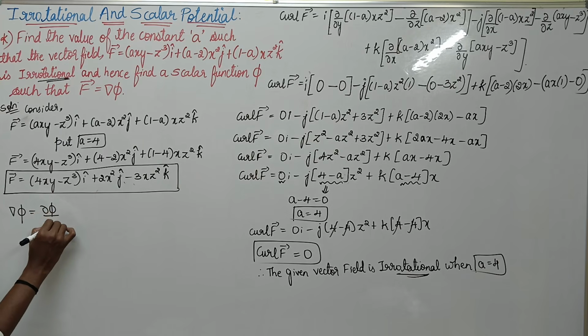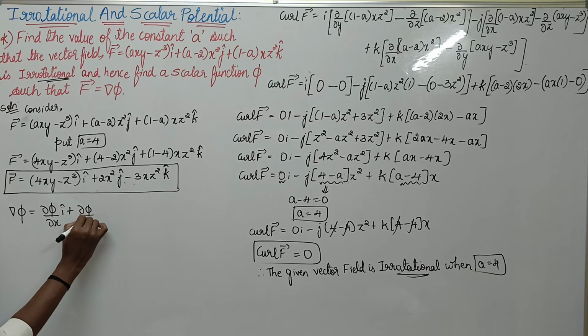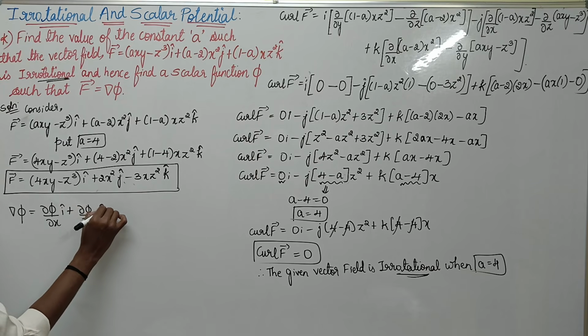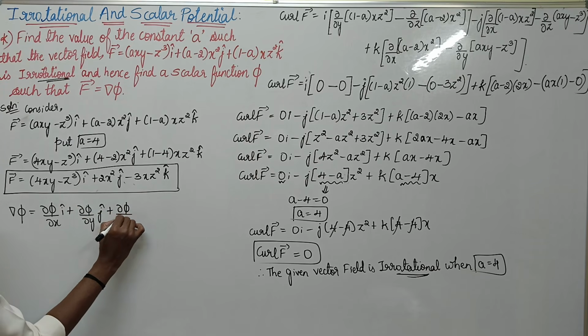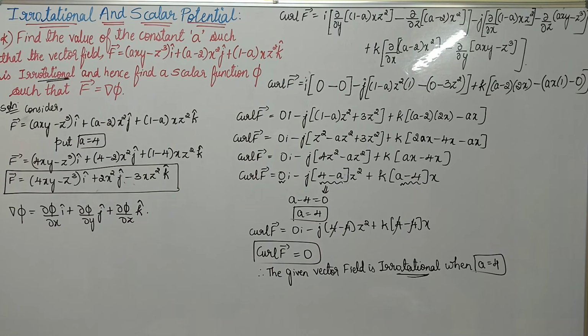∂φ/∂x i cap plus ∂φ/∂y j cap plus ∂φ/∂z k cap. Got the point? Considering these two equations, I am going to represent the scalar function phi. How? Now let us see.